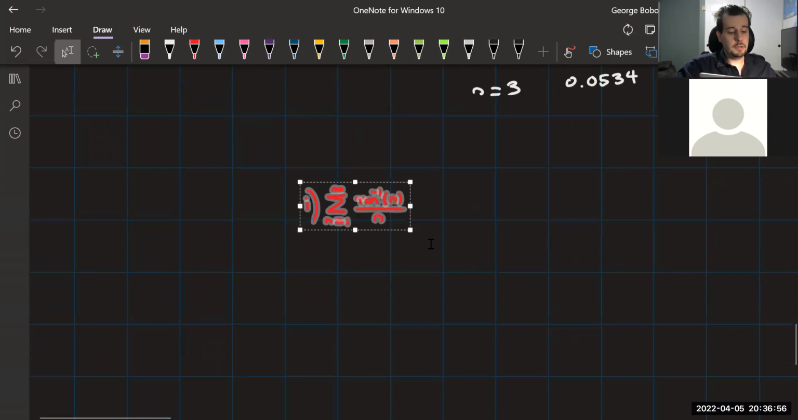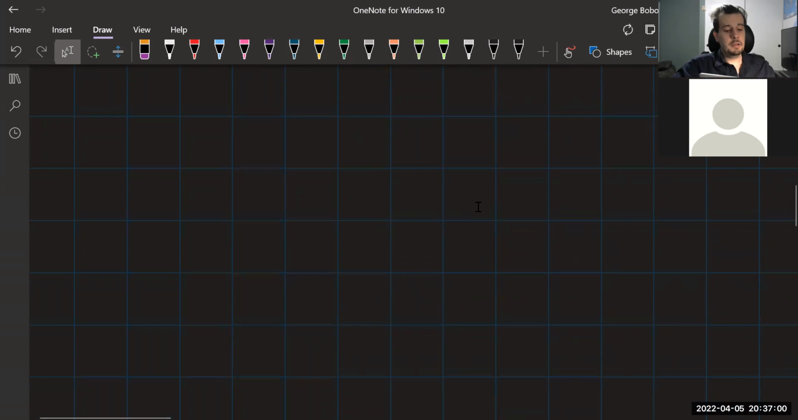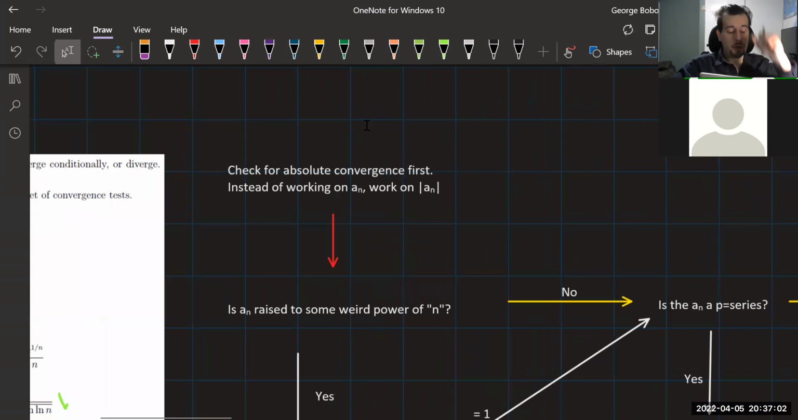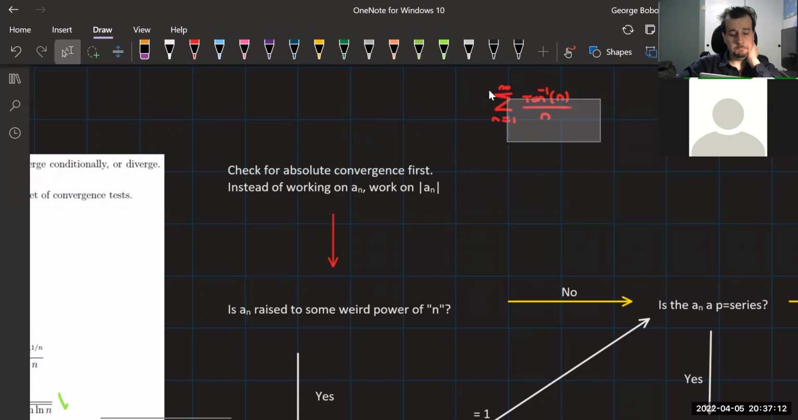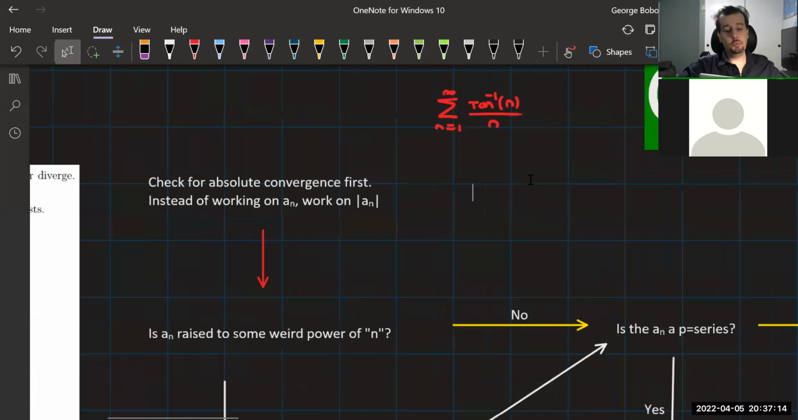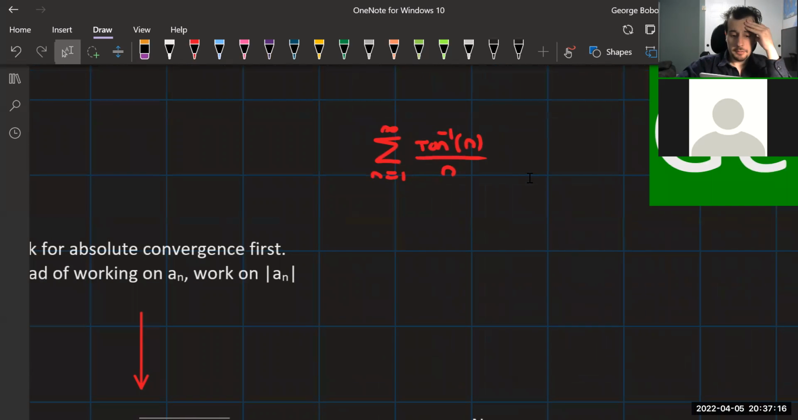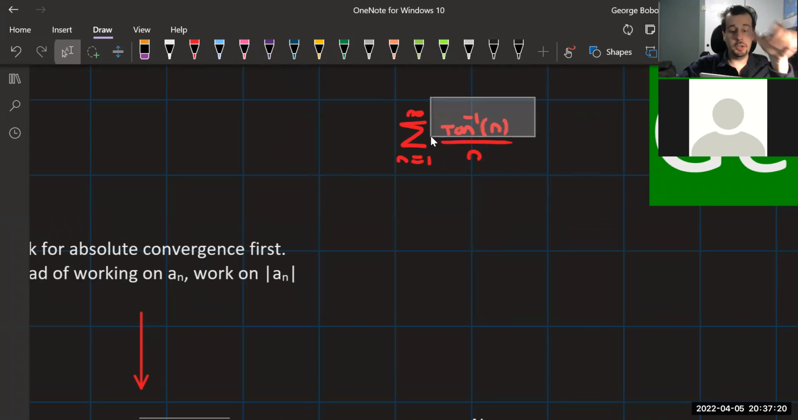Put it here and bring this upstairs. Okay, so we're going to check again absolute convergence first. So could this get you a negative right now? Could it? Do we remember what this even looks like? This is probably a good point here to remember what this function looks like.